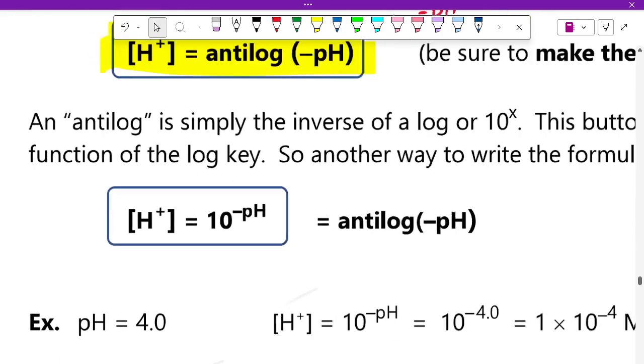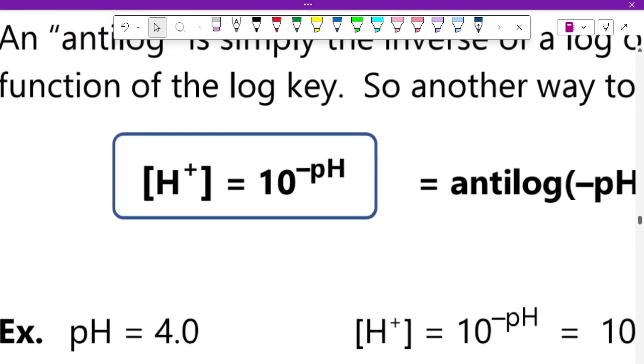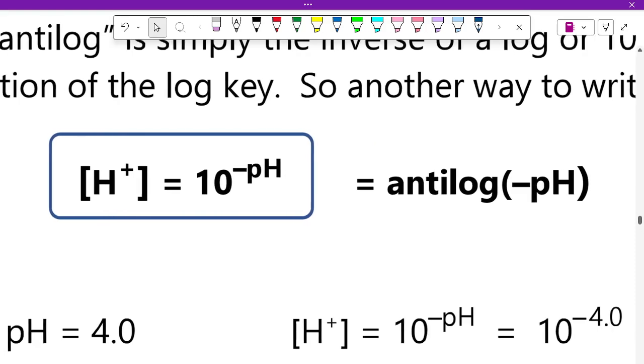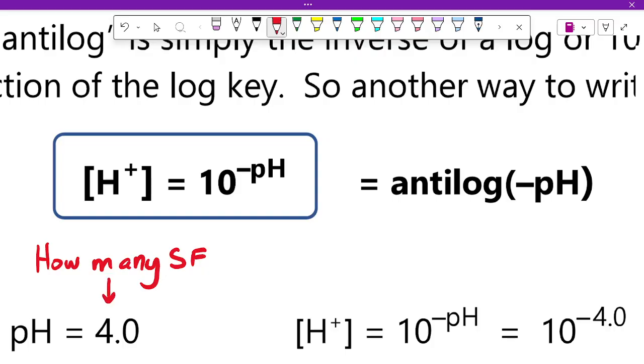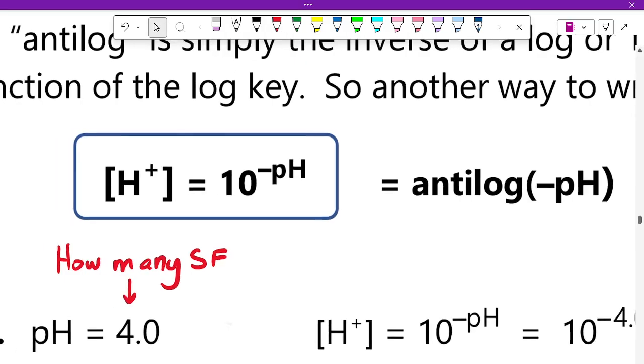Now, if we have a pH of 4.0, we take hydrogen ion concentration, that's 10 to the negative pH, so that's 10 to the negative 4.0. How many sig figs here? Are there 2 or 1?